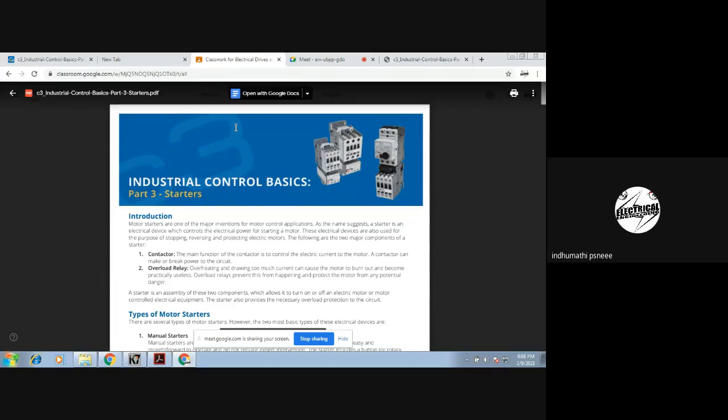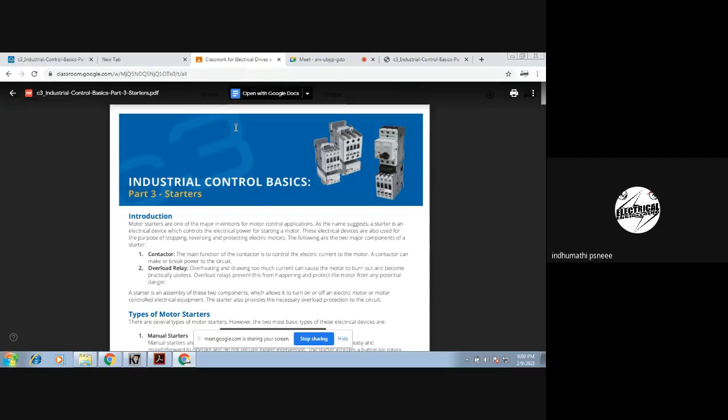Okay. So first of all, we discussed DC starters. There are three types of DC starters: the 2 point starter, the 3 point starter, and the 4 point starter. There are three types. In the DC starter, we use these starters in the DC shunt motor, series motor, and compound motor.